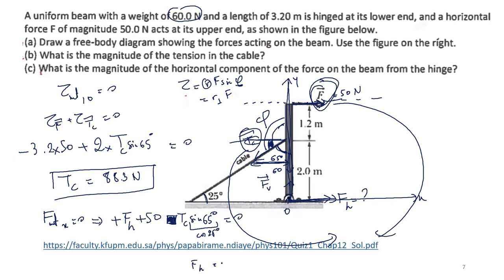So I will have plus TC, 88.3, multiplied by sine 65, minus 50. And when I do this, I find 30 Newtons. So FH is equal to 30 Newton. So what I guessed was right. For this set of parameters, FH is in the positive X direction.